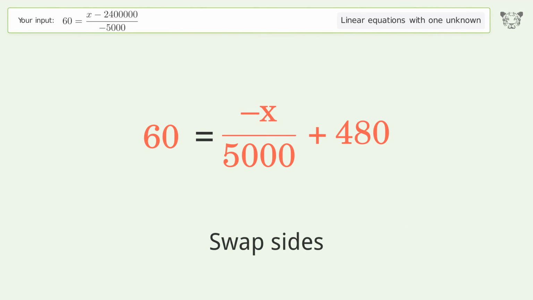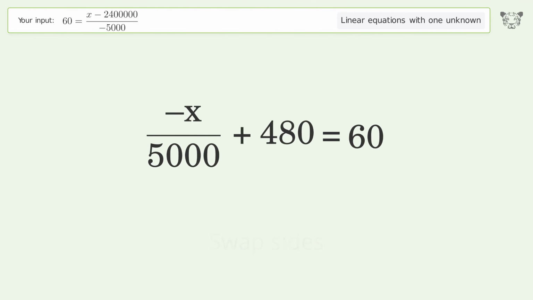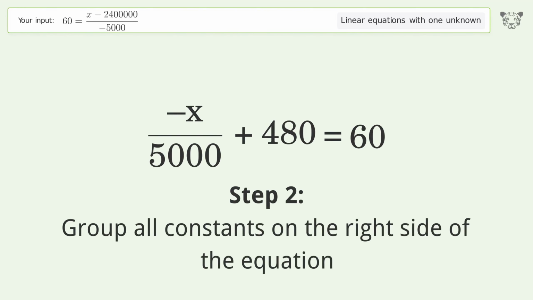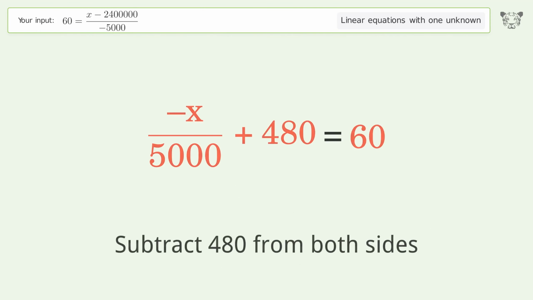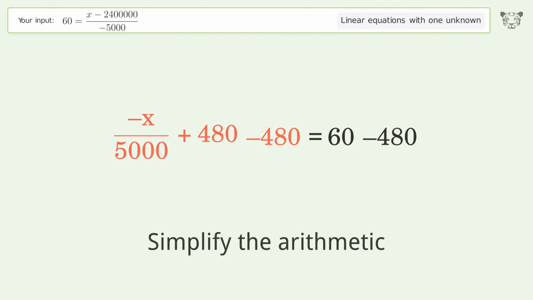Swap sides. Group all constants on the right side of the equation. Subtract 480 from both sides. Simplify the arithmetic.